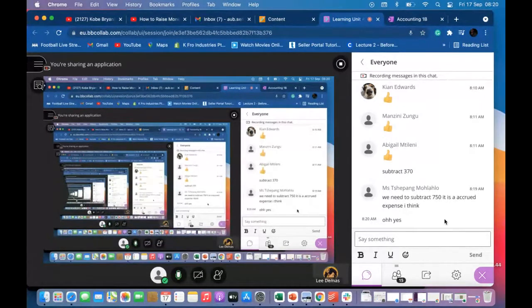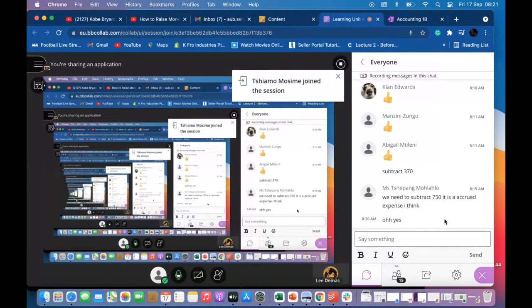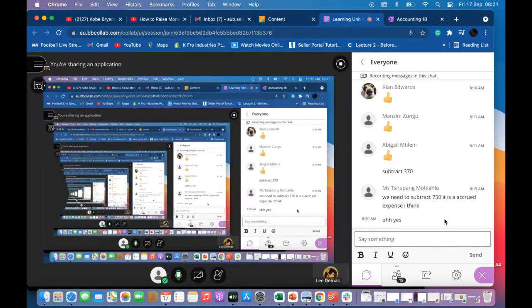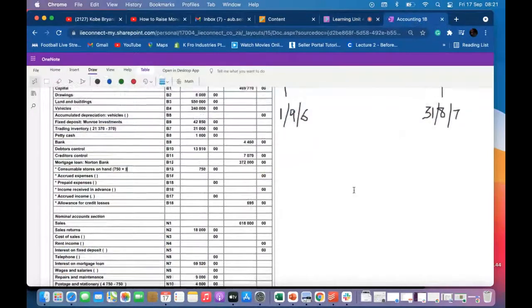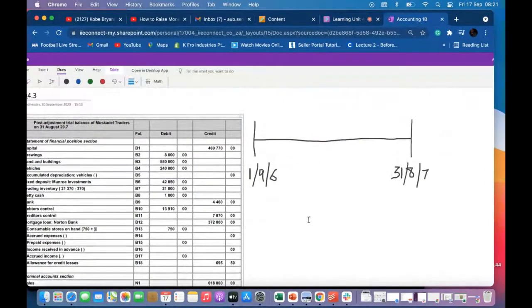The next one we see here, it says depreciation must be written off on vehicles at 25% per annum according to the reducing balance method. Okay, I see some people have just joined us. Welcome, welcome, welcome. We are doing activity or question 4.3. No vehicles were bought or sold during the financial year. So we need to do depreciation on vehicles. Fortunately, nothing was bought or sold. So this is just simply a depreciation calculation that we need to do.